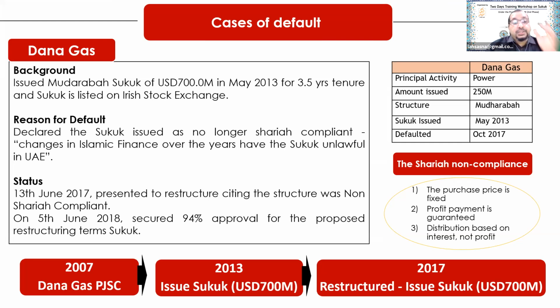And of course, on 13 June 2017, they presented the restructuring, citing that the structure was not Sharia compliant. And on 15 June 2018, they secured 94% approval of the proposed restructuring on the terms of the Sukuk. So the Sukuk was issued in 2013 and restructured, the 700 million Sukuk, meaning that they fixed the purchase price mechanism and the profit payment guarantee elements to make it Sharia compliant. So this is the first case.